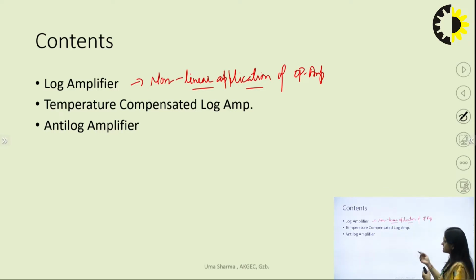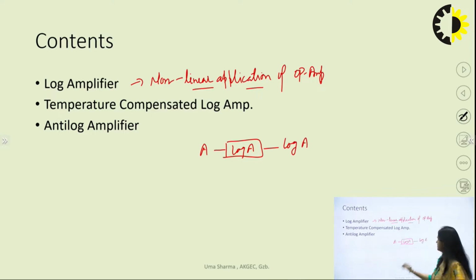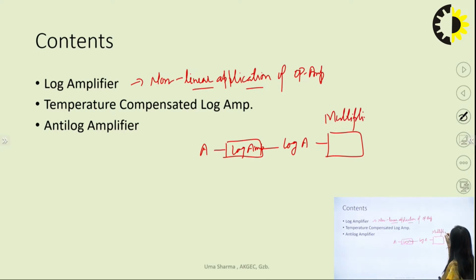Let's say, for example, there is one input A. When we pass this A through a log amplifier, which we will discuss later in this lecture, the output will be log of A. When we pass this log A through a multiplier, suppose B is the multiplication factor, then at the output we will get B multiplied by log of A.